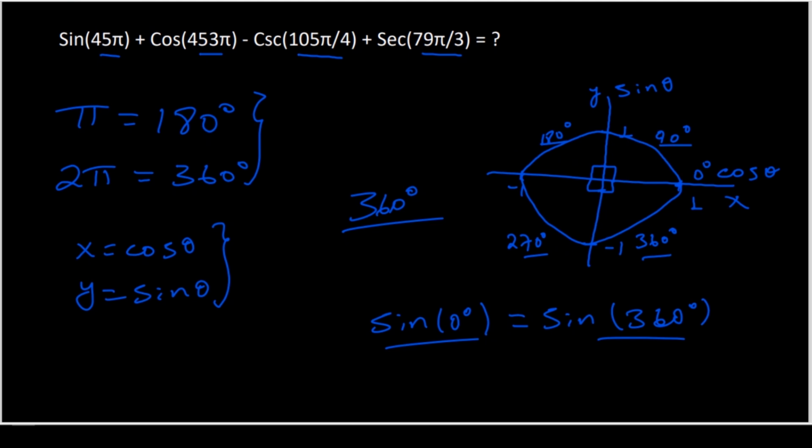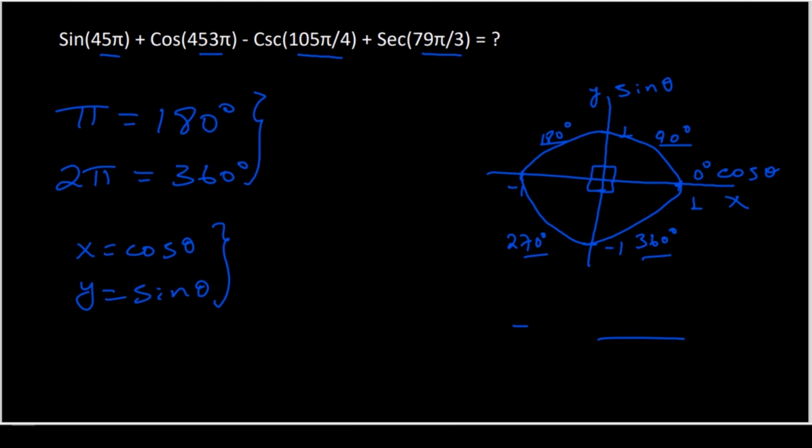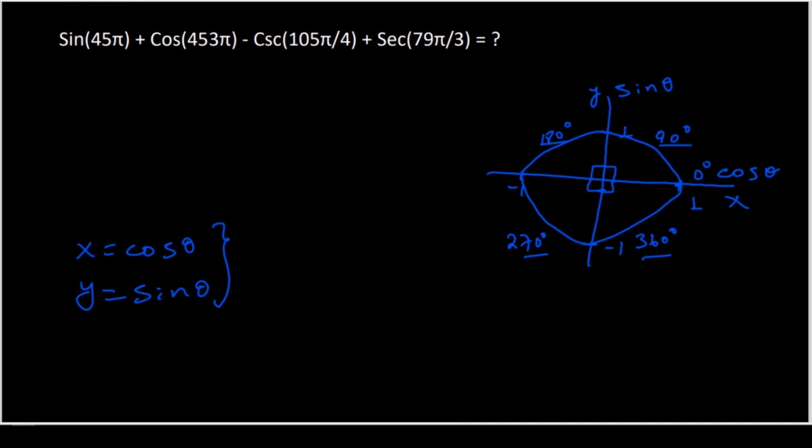Now this is the big trick to answering all those big number trig questions, alright? If we know that, we can work with any kind of problem, right? So now, clearing up some space, let's start working with our problem. The first question asks: what is sine 45 pi equal to? So we have to answer this.